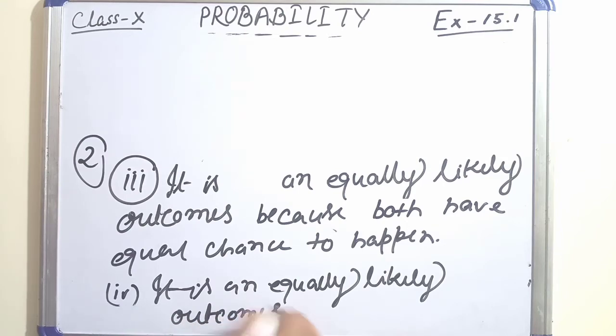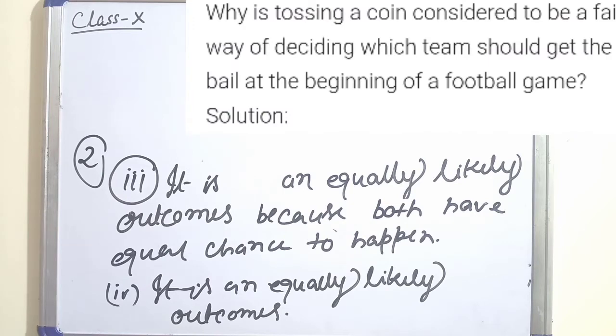Now next, question number 3. Why is tossing a coin considered to be a fair way of deciding which team should get the ball at the beginning of a football game? Because the events head and tail both have equal chance to happen. That means here head and tail are equally likely events. So both have equal chance.